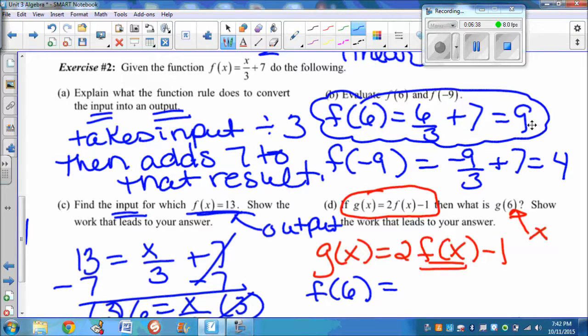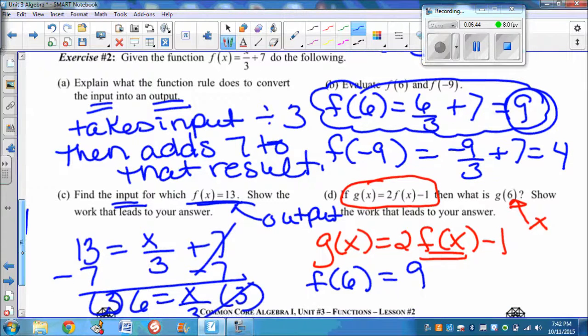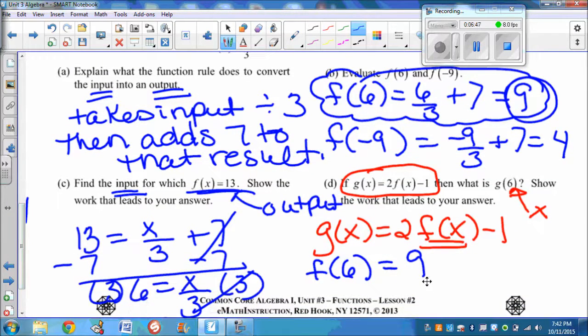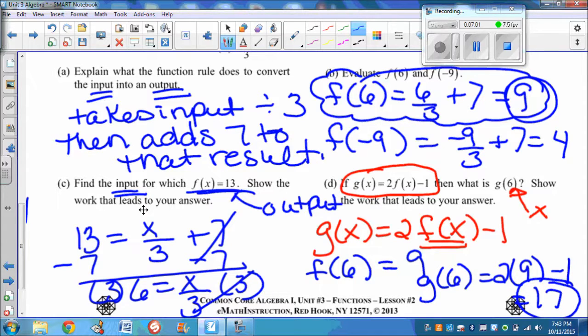Okay, and we got f of 6 to be 9. So I'm just going to bring that into the problem, so we don't need to do any extra calculation. So g of 6 says 2 times 9 minus 1. So that's 18 minus 1. So g of 6 is 17. Okay, so our output is 17.